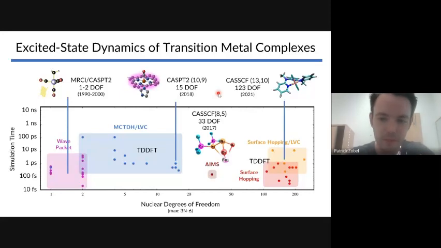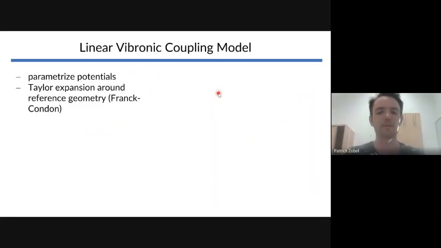And yeah, just another example. But this can still be very expensive if you want to do all these electronic structure calculations in surface hopping simulations. So what we can do now is parameterize all the potentials, which is done in a vibronic coupling model. Specifically, we just use a linear vibronic coupling model, which is a Taylor expansion of your potential energy surfaces around the reference geometry, and we just stop after the linear term.